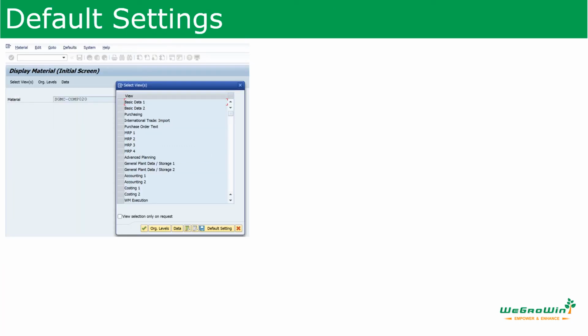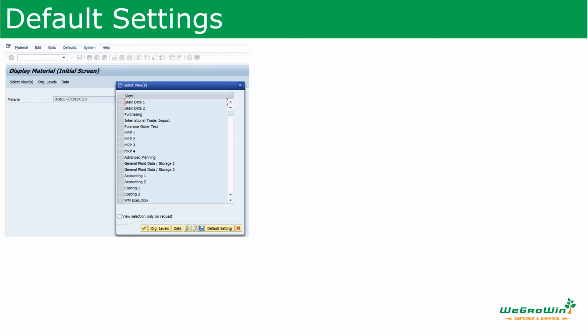While going into some specific transactions, there are some settings we do not want to keep entering again and again. For example, when I go into Material Master, I want to set the views of Material Master, which I don't want to select again and again every time I go inside. So how to set it?